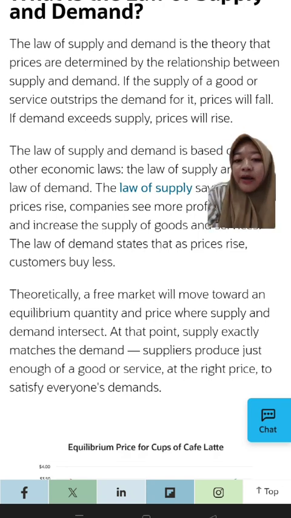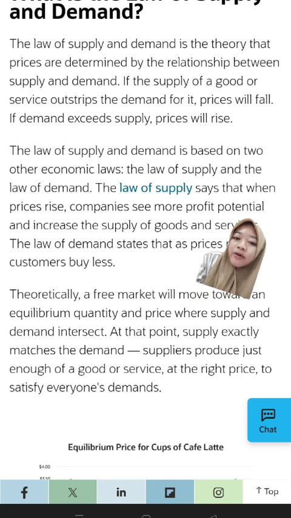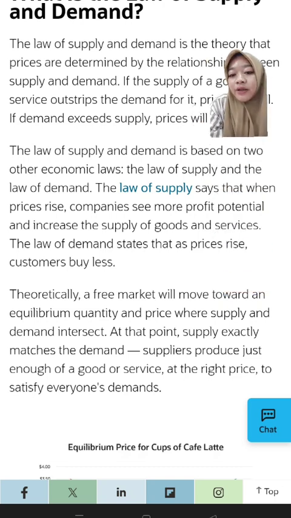The law of supply and demand is based on two other economic laws: the law of supply and the law of demand. The law of supply says that when price rises, companies see more profit potential and increase the supply of goods and services. The law of demand states that as price rises, customers buy less.